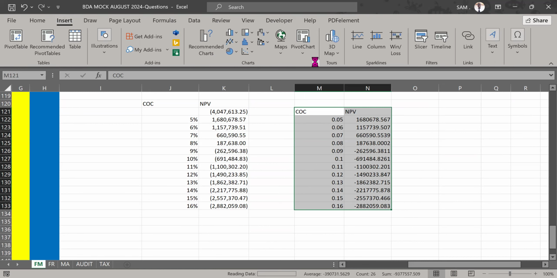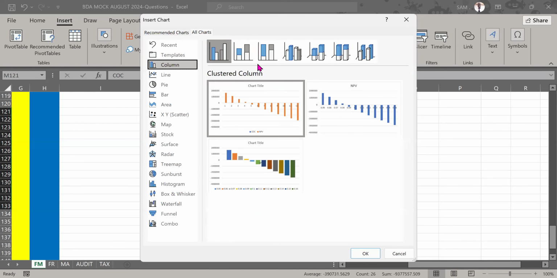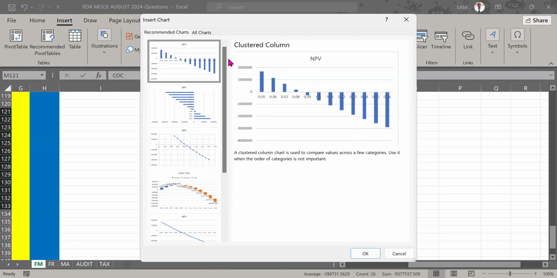So I will just go to all charts. We have recommended charts, of course. They will always be there by default. But then you can as well go to all charts and see which type of charts you think will clearly show what you want. So we can even start checking the recommended charts and see.